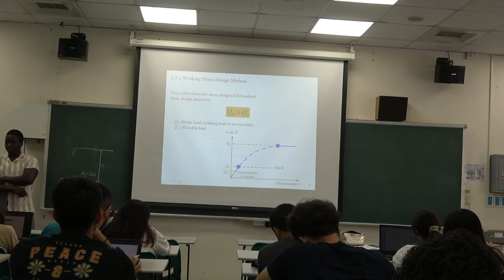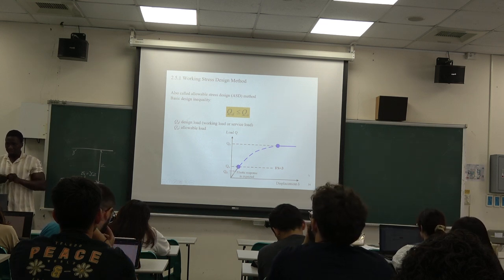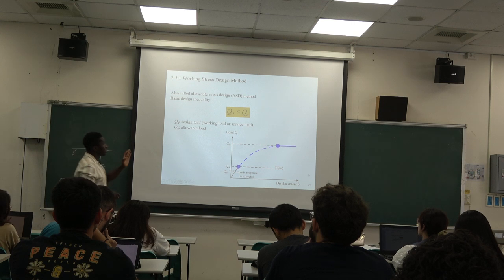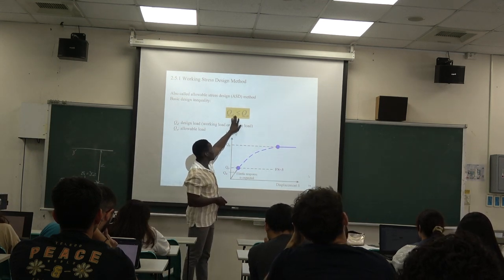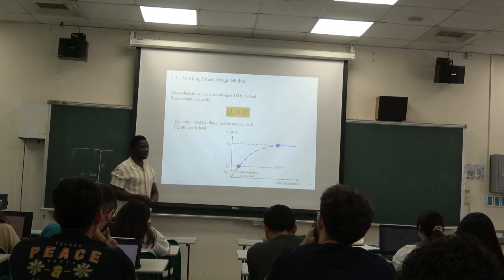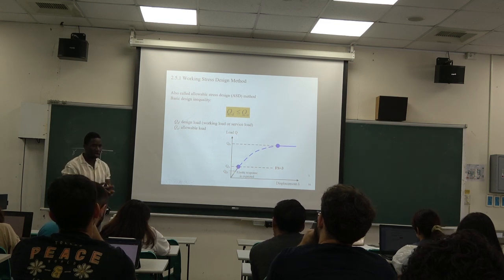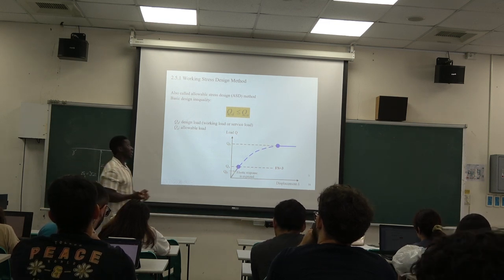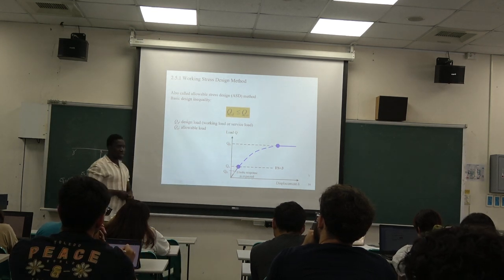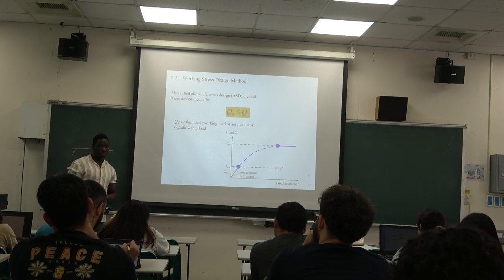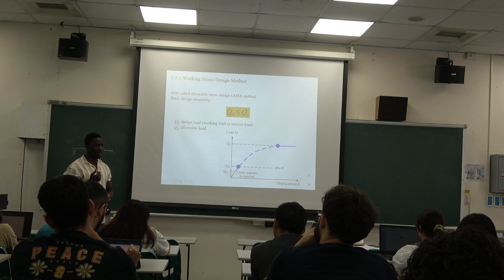Okay, so it says the working stress design method, also called the allowable stress design method. The basic design inequality is what? The design load should be less than or equal to the allowable load. What is the allowable load? That is the maximum load that you want to accept on the foundation, right? So the design load that you get should be less than or equal to this. Okay, if it is less than or equal to this, then it means what? It's safe.